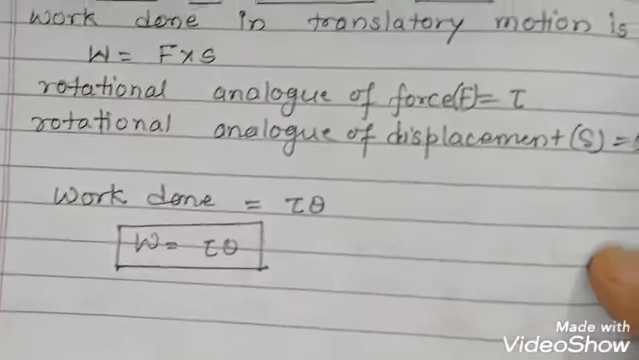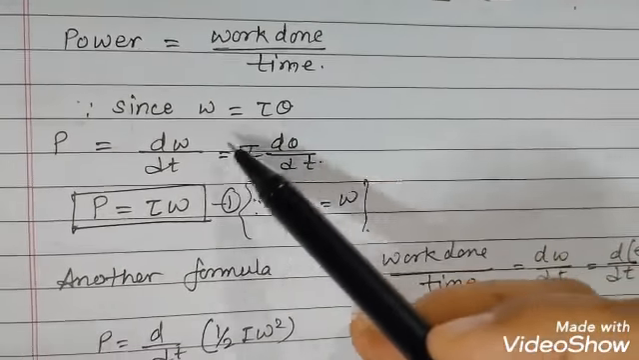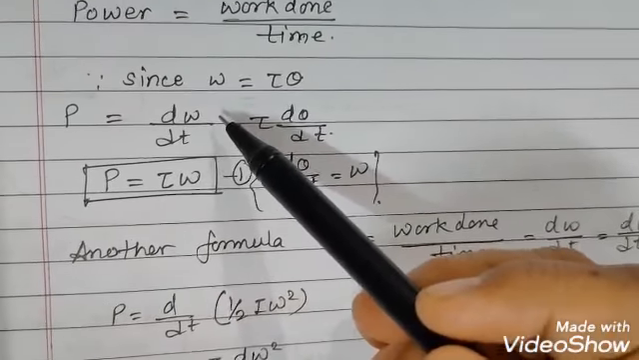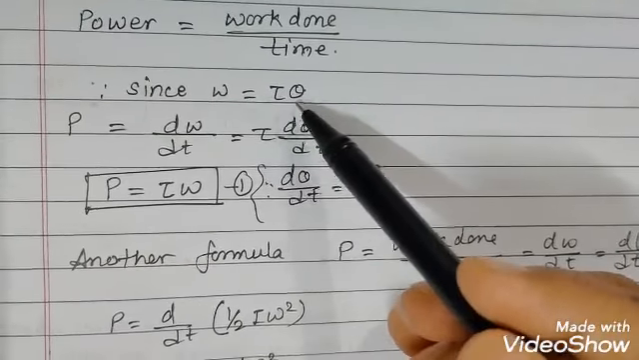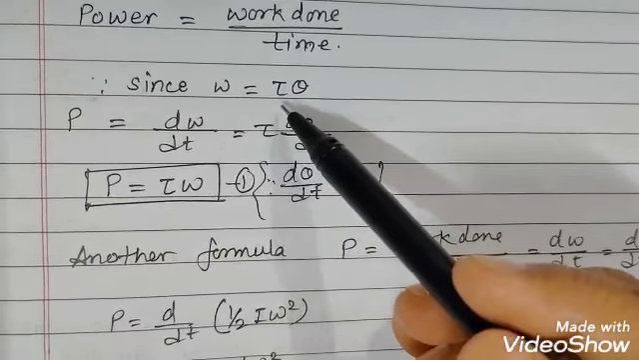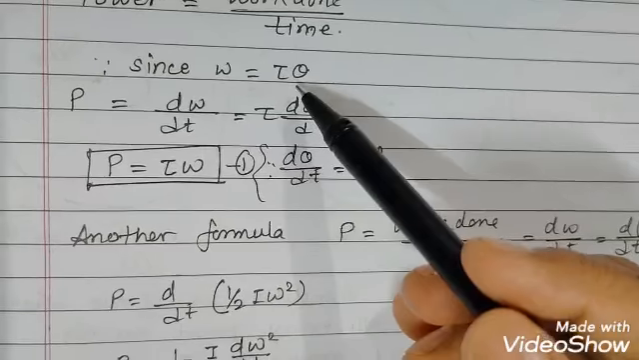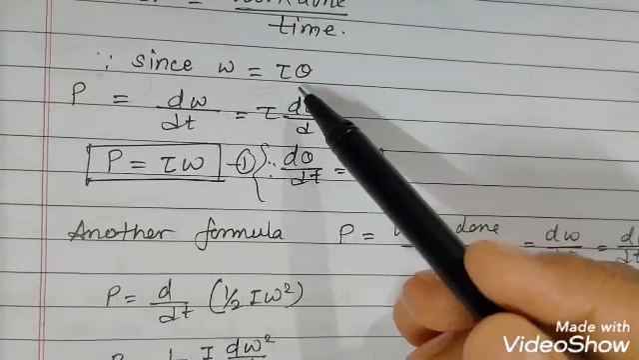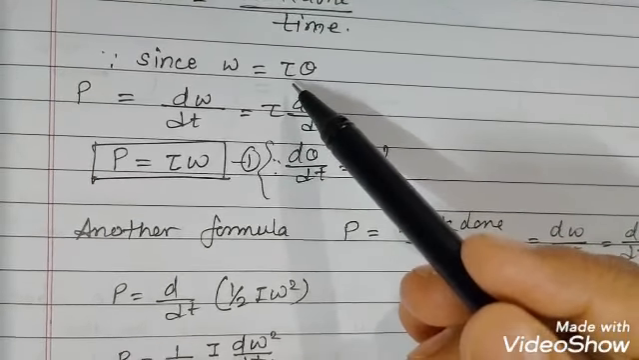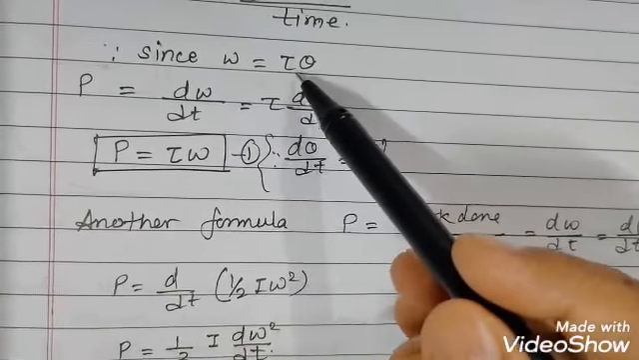And now we will see power in the case of rotational motion. We know that power is equal to work done upon time, and just now we have seen the formula for the work done in rotational motion, that is, work done is equal to tau into theta, where tau is the torque, the rotational analog of force, and theta is the angular displacement, the rotational analog of linear displacement. Tau is called the moment of force. So the work done will be equal to tau theta.